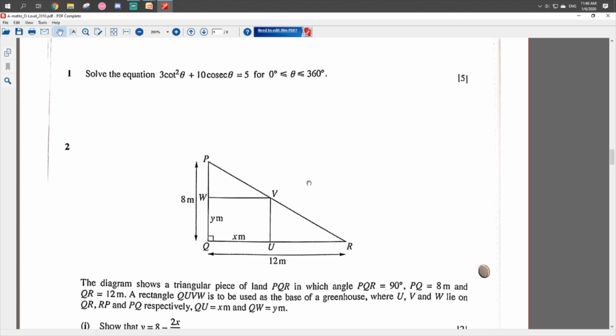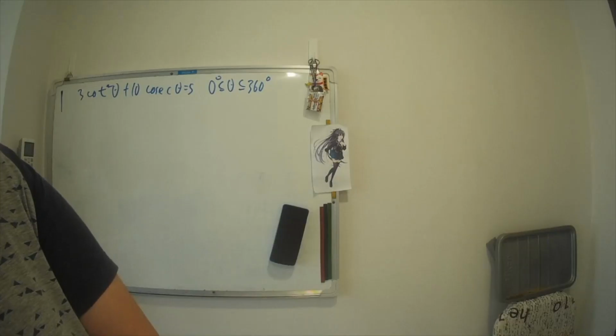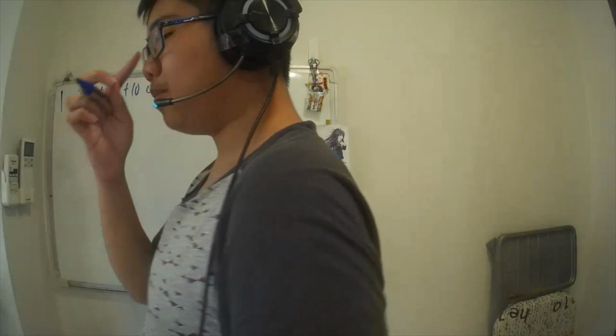Question 1. Solve the equation 3 cot squared theta plus 10 cosec theta equals 5 for 0 is less than theta less than 360 degrees. Okay. Alright, can you see this?